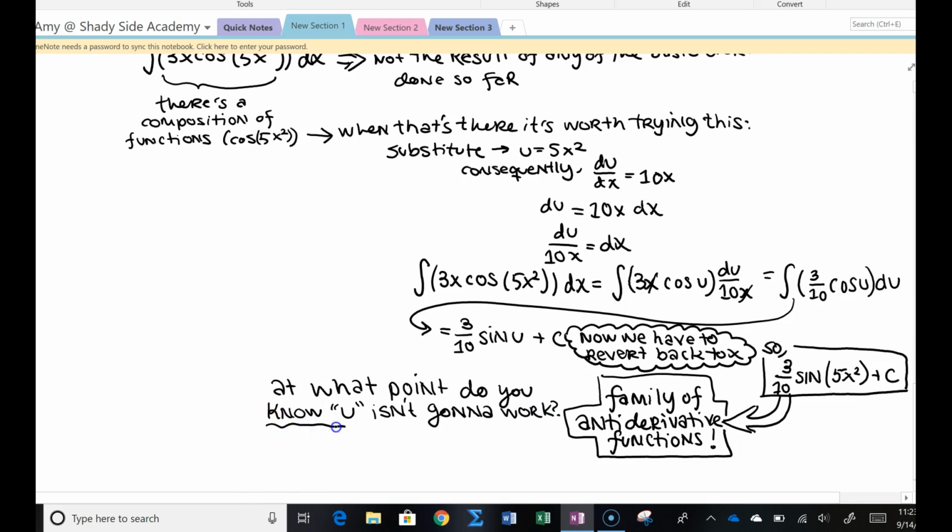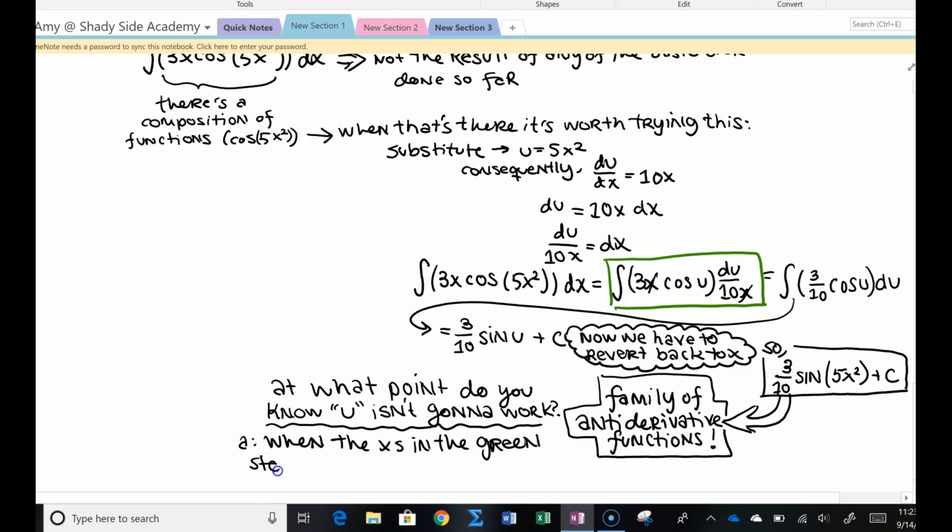Or u equals cos of 5x squared. Which one do you want to try? 3x. Go. Chop, chop. Show me what happens when you choose u equals 3x. And then we're going to answer the question, because there's nothing worse than epically failing and not knowing that you epically failed. There's no x to it.